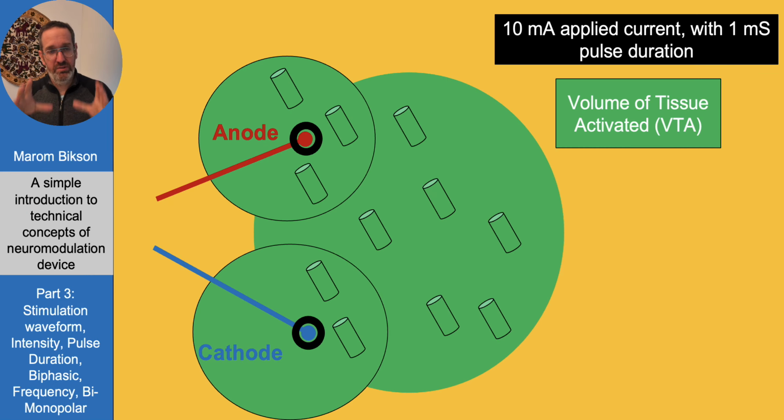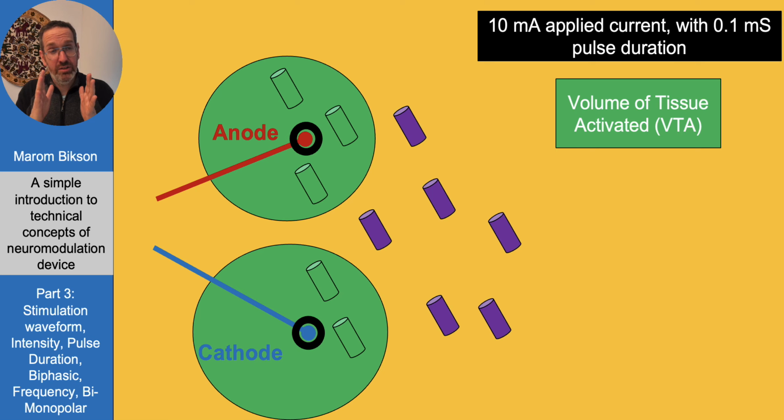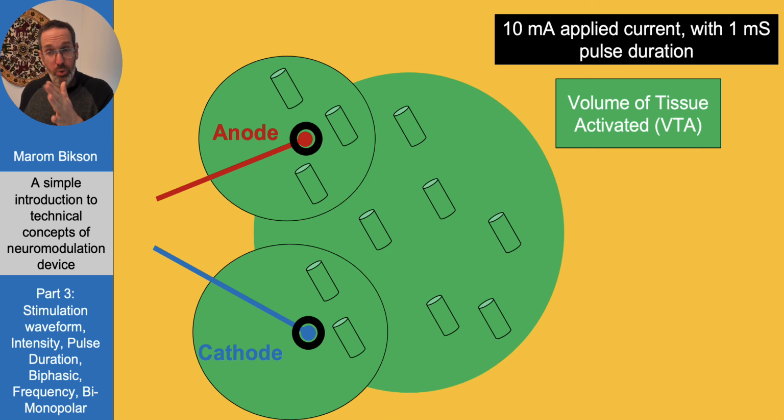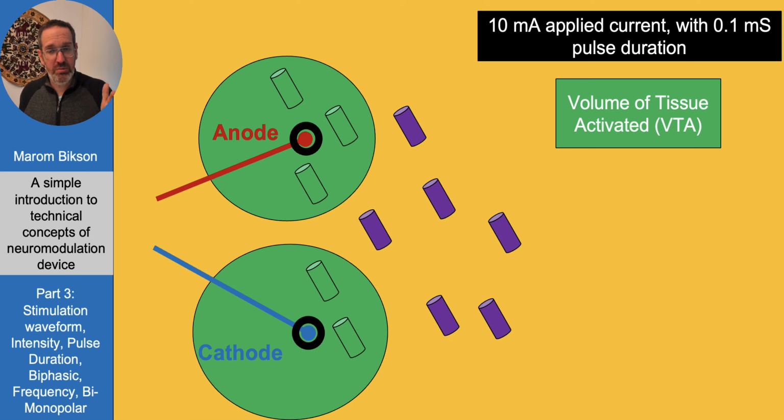Let's think about that in terms of the picture I've been showing you. We now have 10 milliamps of stimulation, but I've now specified that this is with a 1 millisecond pulse duration. So it's 10 milliamps lasting for 1 millisecond, and let's say this is the volume of tissue activation that we got. Now, if we decrease the duration from 1 millisecond to 0.1 millisecond, but keep the amplitude the same, the volume of tissue activated will shrink, right? Because the ones on the outskirts are no longer exposed to a strong enough current density at that pulse width to fire. So same pulse intensity, but different width.